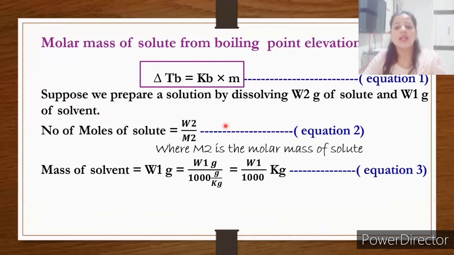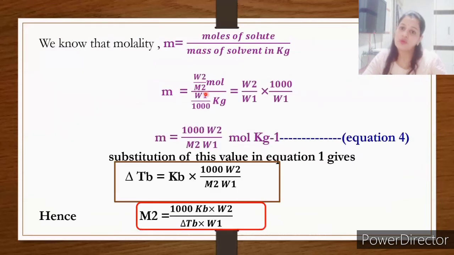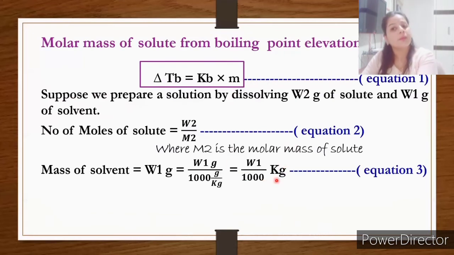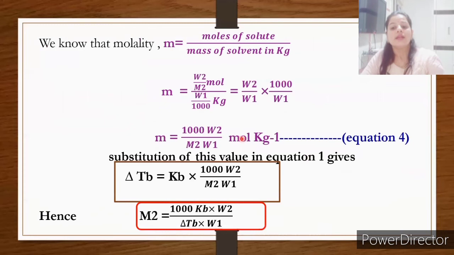Now we know that molality is moles of solute upon mass of solvent in kg. Moles of solute we have just calculated as W2 upon M2. Therefore, W2 upon M2 upon the mass of solvent in kg, and the mass of solvent in kg is W1 upon 1000 kg. Now if I want to simplify, I will just invert the denominator. So W2 upon M2 into 1000 upon W1.